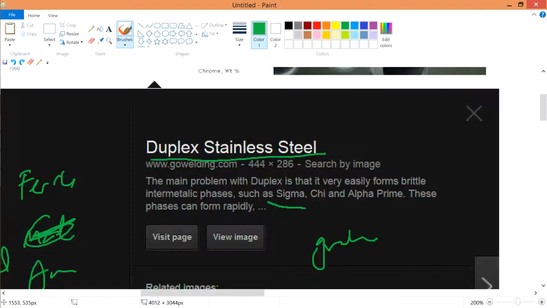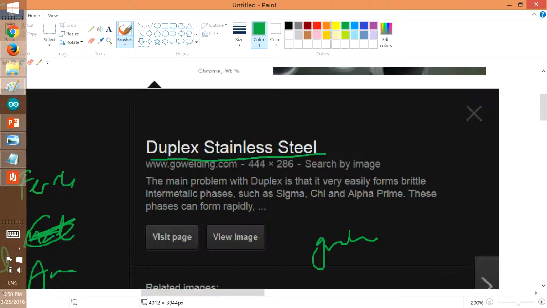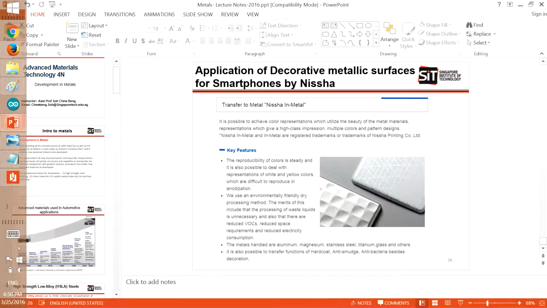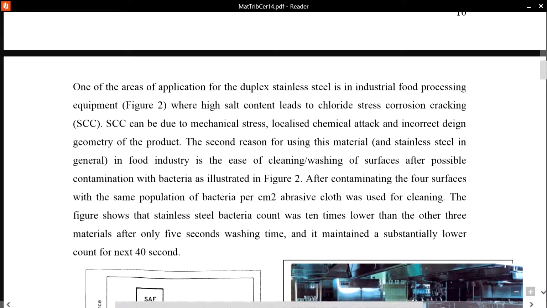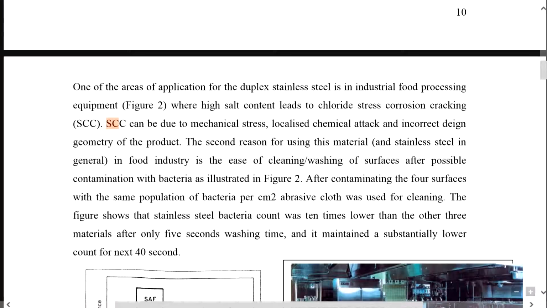These phases, sigma and so on, you can go and search. It's under gowelding.com, so at least you get to know how duplex comes about. Let's come back to this duplex thing. SCC is stress corrosion cracking. Sometimes in the food industry you may also require duplex, where high salt content leads to chloride stress corrosion cracking.